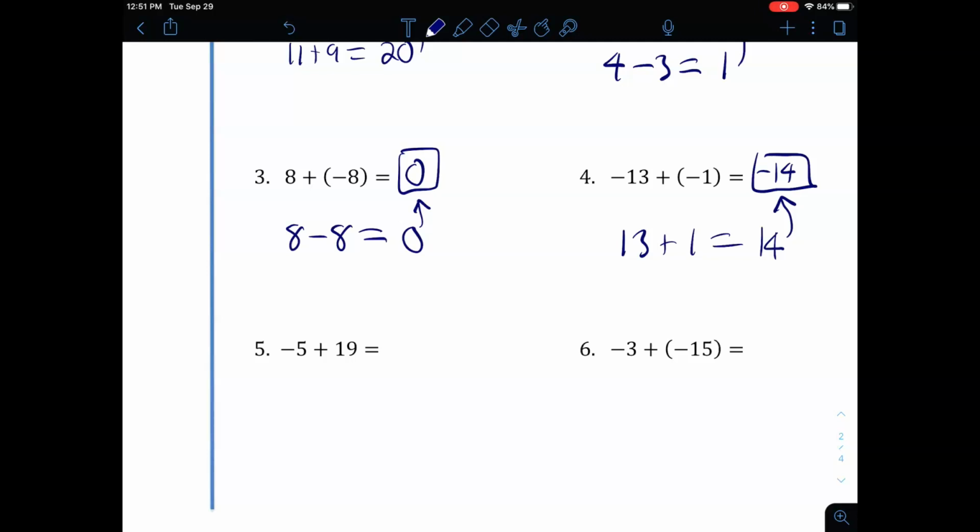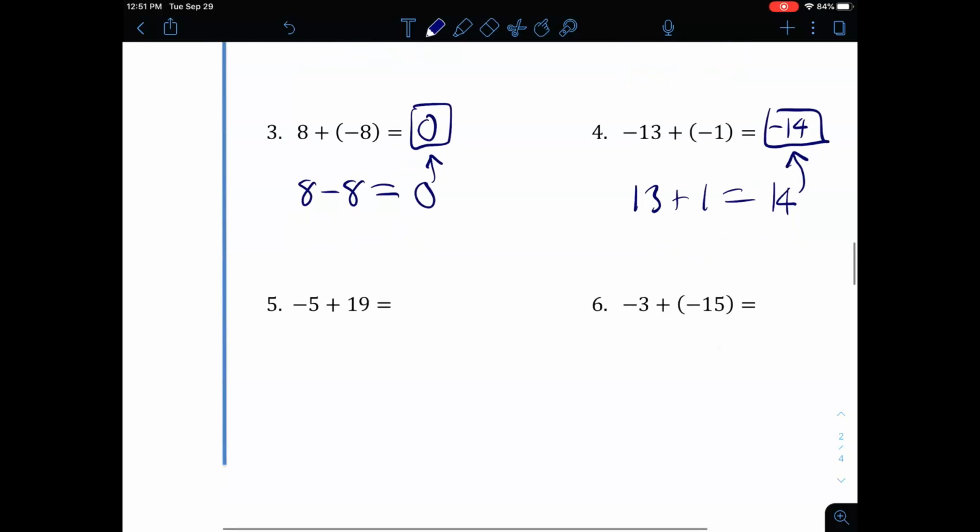So same signs or different signs? They are different signs, so we're going to subtract 19 minus 5. And what's 19 minus 5 going to be? That's going to be 14. And then is the sign going to be positive or negative? What do you guys think? Which number is bigger, 19 or 5? 19 is bigger, and the sign of the 19 is positive, so we're going to get positive 14.